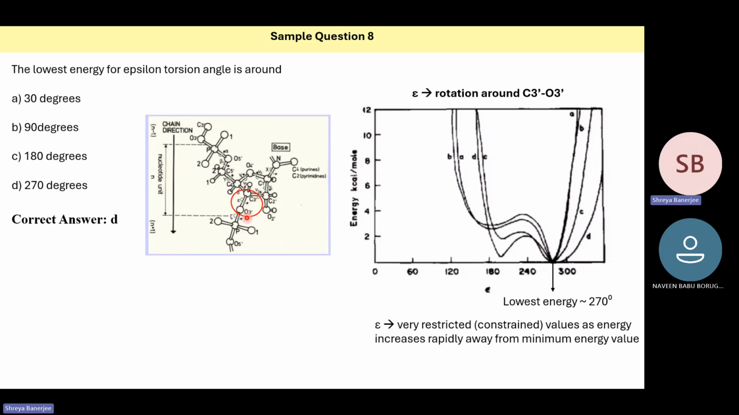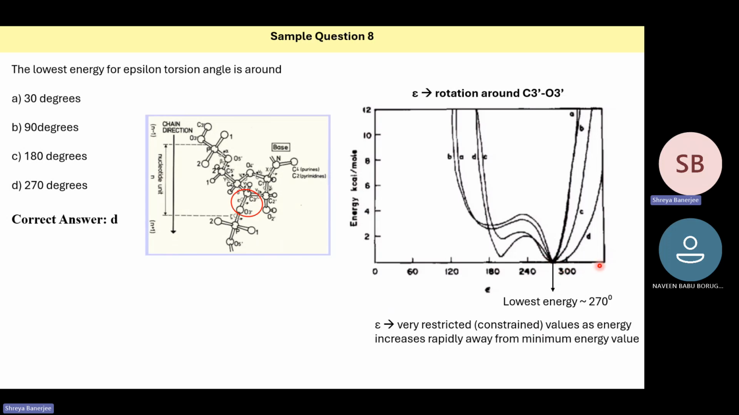And this is a very important constraint. As you are rotating along this bond C3' O3', you can see the energy versus the epsilon angle reaches a minima around 270 degrees. If you move slightly away from 270 degrees, the energy is increasing very sharply. So the epsilon is constrained to very small values around 270 degrees only.